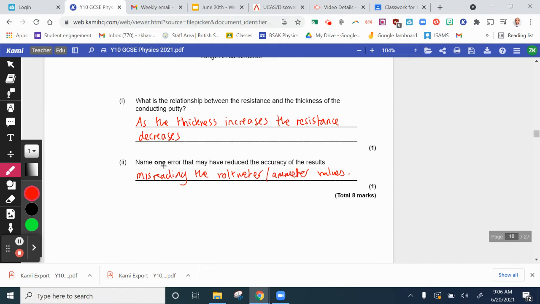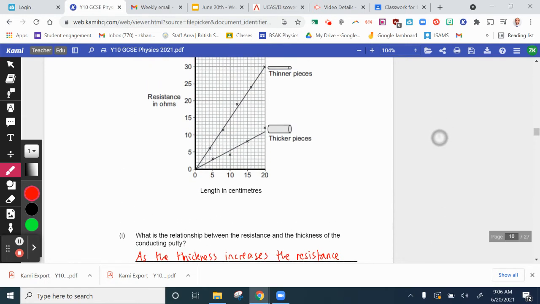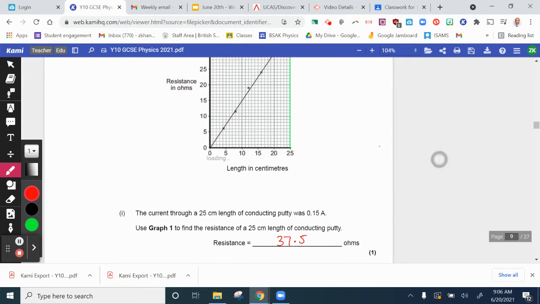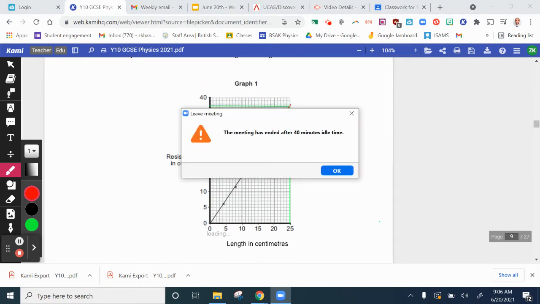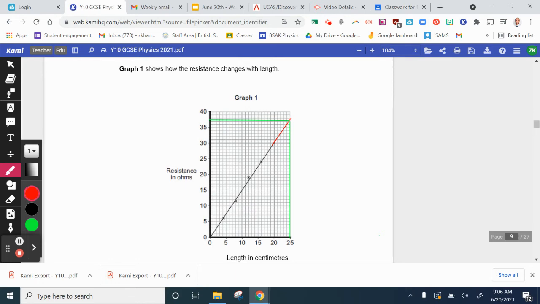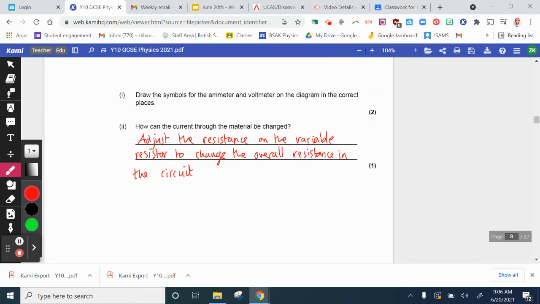Name one error that may have reduced the accuracy of the results. Okay, so let's have a look at how we would have taken the results. We are looking for resistance. So how do we get resistance from our experiment?